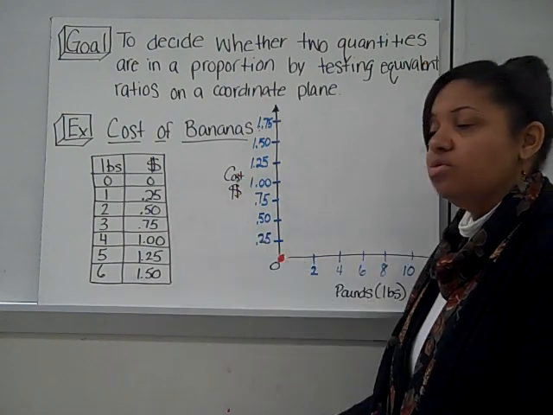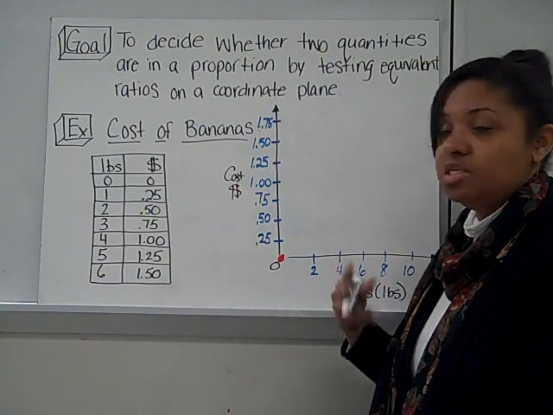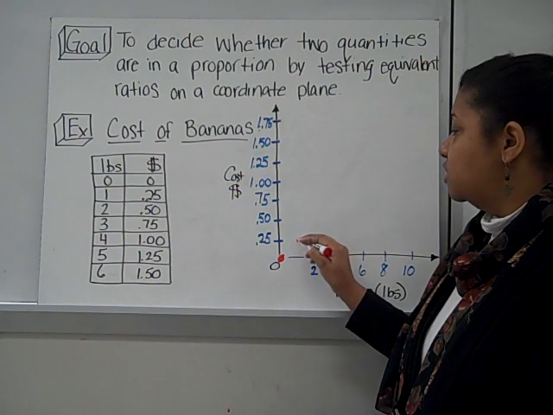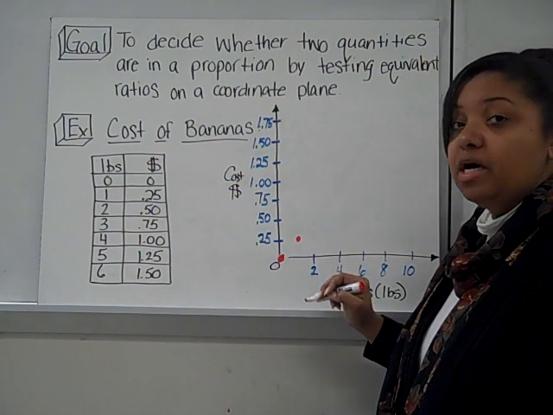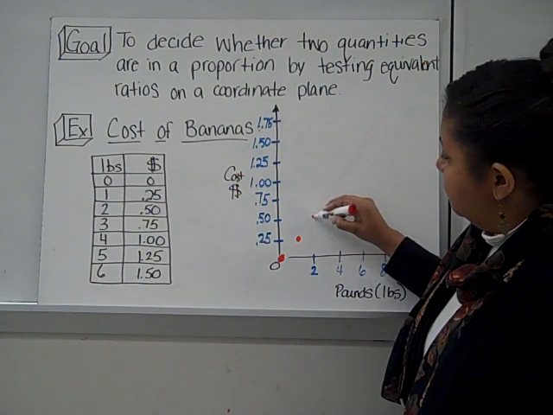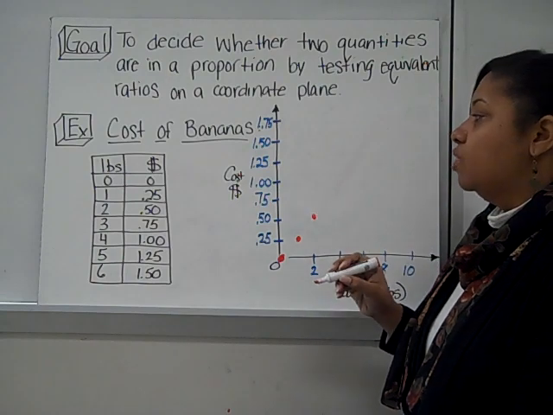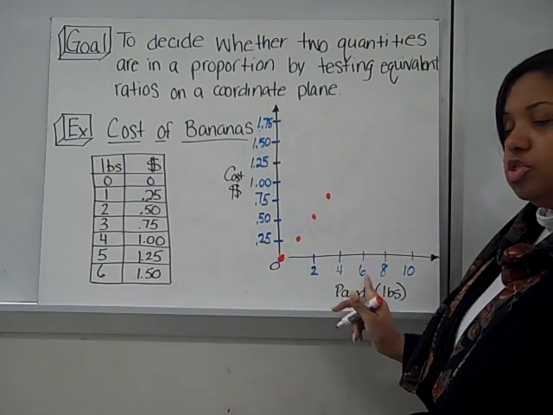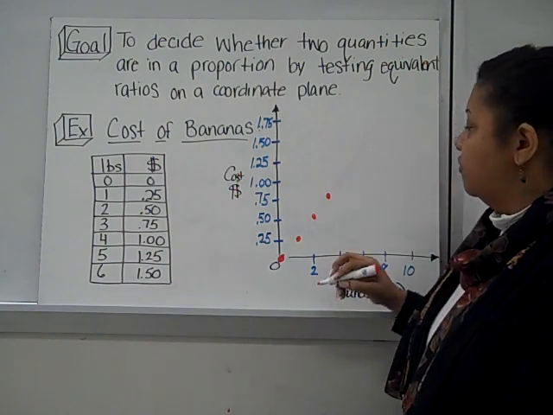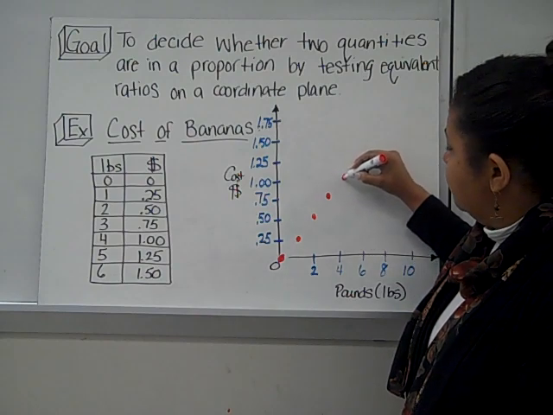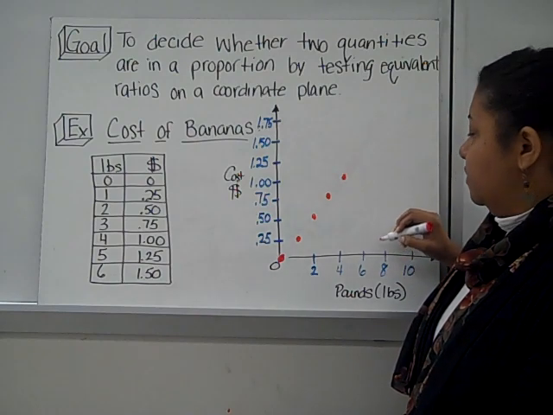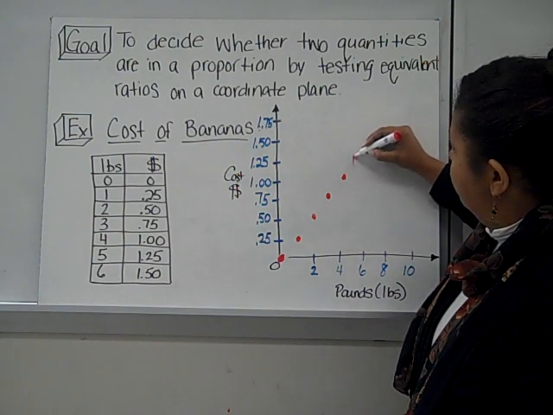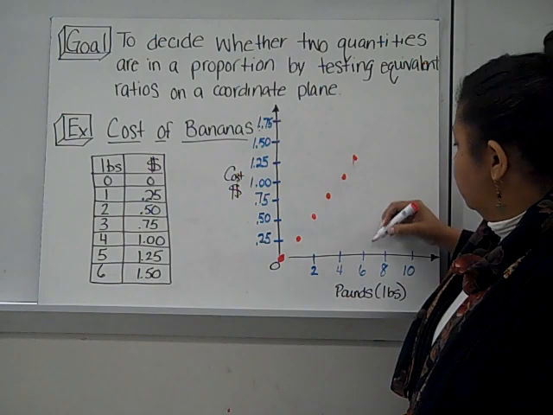Then we have 1 pound equals 25 cents. That's pretty cheap. I wish it was like that right now. So 1 pound is 25 cents. 2 pounds is at 50 cents. 3 pounds is at 75 cents. Make sure that you're going by twos. Okay. 4 pounds is at $1. 5 pounds is at $1.25. 6 pounds is at $1.50.